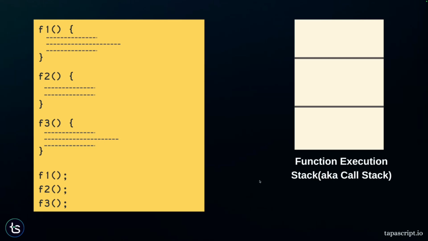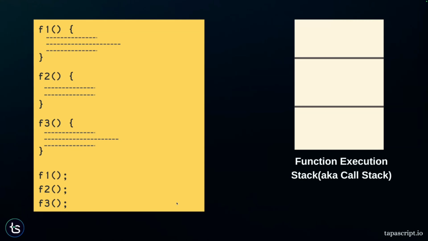So here on the screen, we are able to see three functions. On the left side, on the yellow background area, we have first F1 at the top with a bunch of code, then F2 again with a bunch of code, then F3 again with a bunch of code. And then we execute F1. Execute means we call F1, then we call F2, then we call F3. So how will our function execution stack, or the call stack, be impacted if I execute this code in this fashion? So let's take a look.